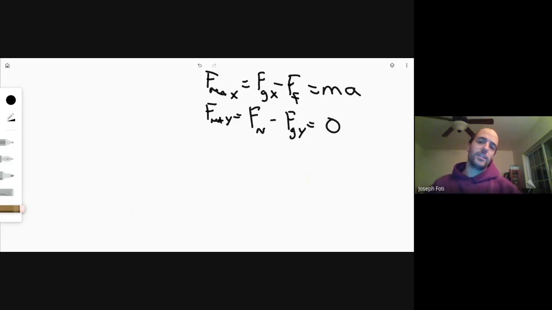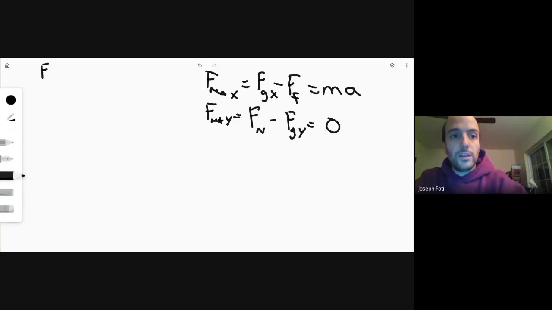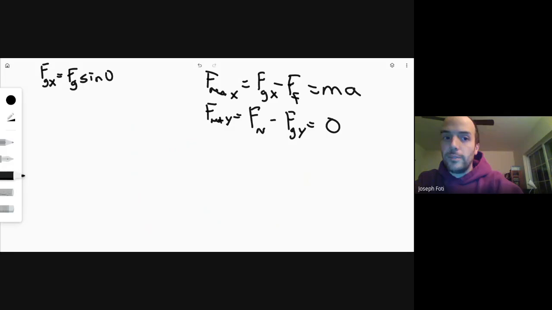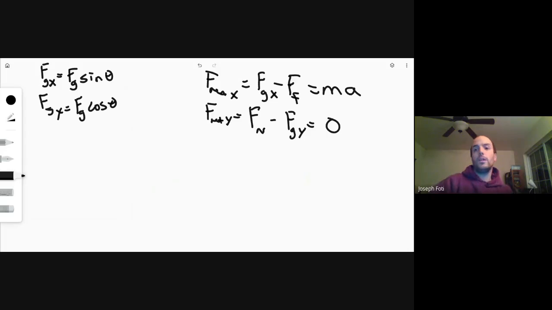And now we are going to say that the x component uses sine, whereas the y component uses cosine. All right, so I'm actually going to write those up here just so we know how to use them. F_gx equals F_g sine theta. I almost forgot it. And then F_gy equals F_g cosine theta. Okay, great. Now, we might need to find acceleration. We might need to find coefficient of friction.